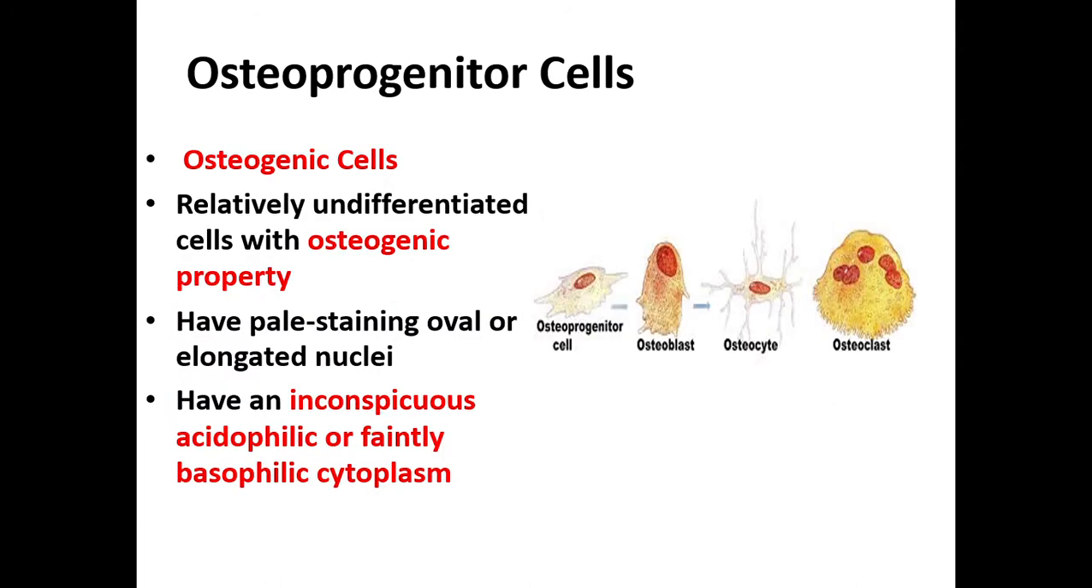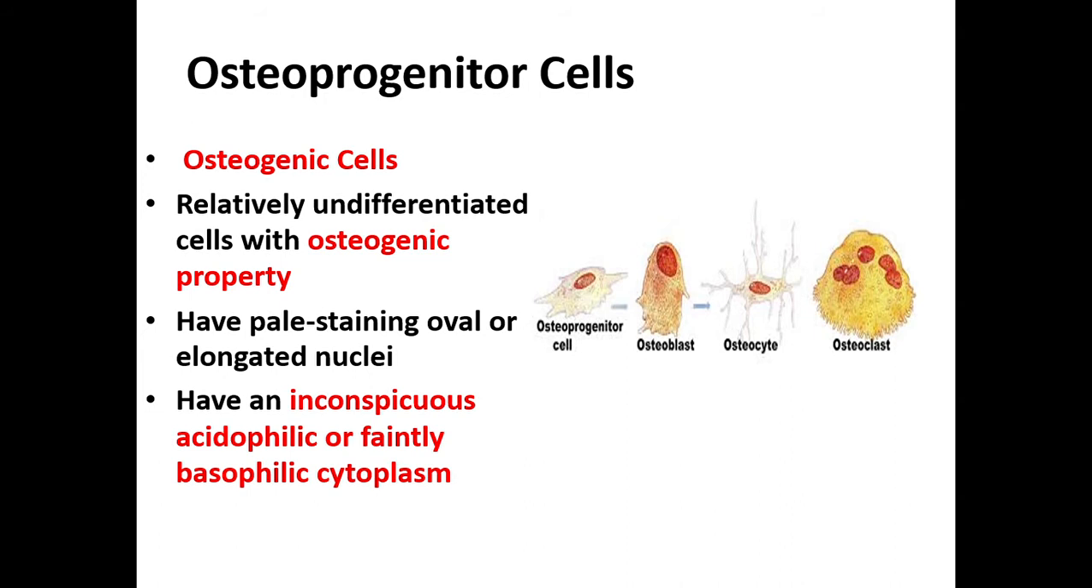We have the precursor of bone cells, the osteoprogenitor cells, sometimes referred to as stem cells. These osteoprogenitor cells, precursor cells, or stem cells have osteogenic property, that's why we refer to them as osteogenic cells. So they have the capacity to become an osteoblast or join together to form osteoclasts.